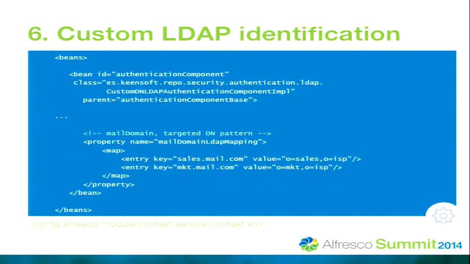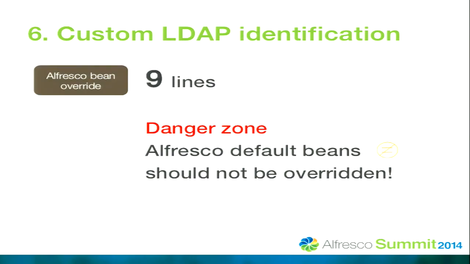On the Spring part, we have to include the branches of the LDAP to know where to search. And we're done with 9 lines.